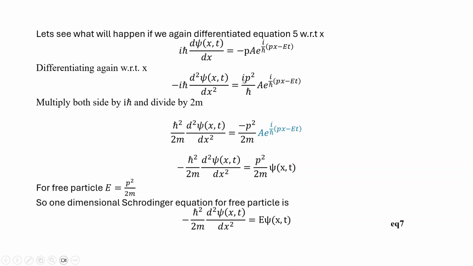Now all the other terms like i and h cross we take to the other side and divide both sides by 2m. Now what we see here is that p square/2m is the kinetic energy, or energy of a free particle. So we can write minus h cross square/2m d2 psi/dx square = E psi(x,t). This is your equation 7.